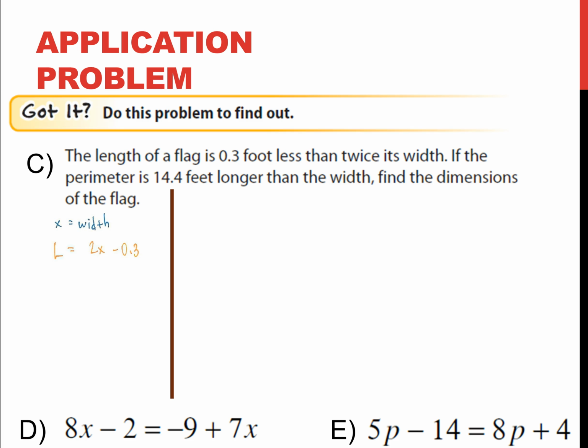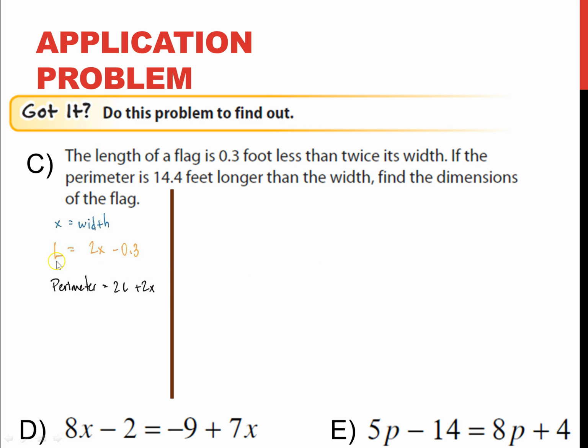So x is the width, and the length is 0.3 feet shorter than 2 times the width. So that gives us this equation: L is equal to 2x minus 0.3. Now the perimeter of a flag, and a flag is a rectangle. So if I have that rectangle, the perimeter is twice the length, or the top and the bottom, plus twice its width, or the right side and the left side.